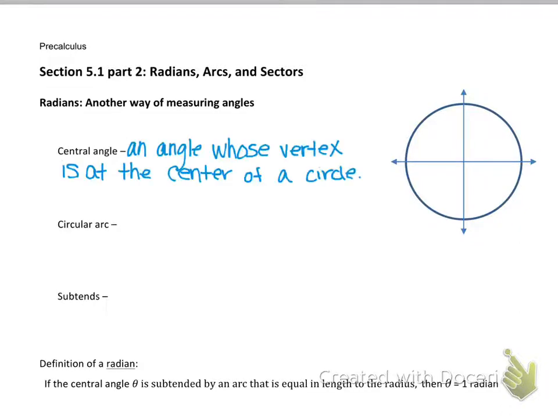So we're going to start with the definition of a central angle, which is an angle whose vertex is at the center of a circle. So if I created an angle and its vertex is at the center of the circle, the origin, which it is, then this angle is what we could call a central angle.